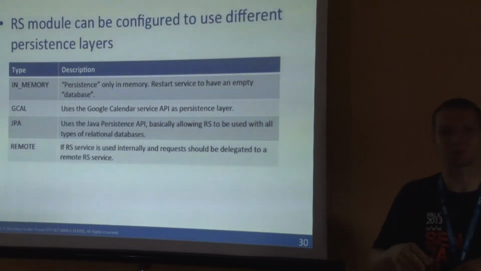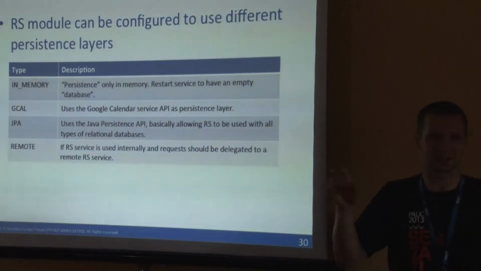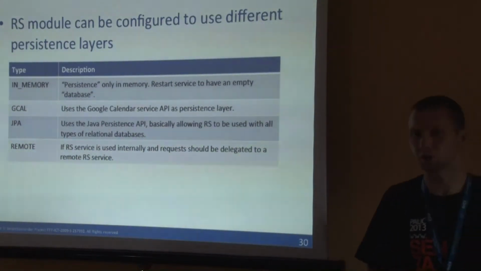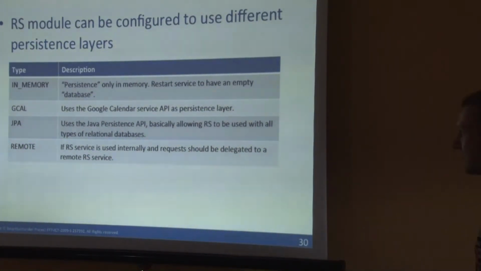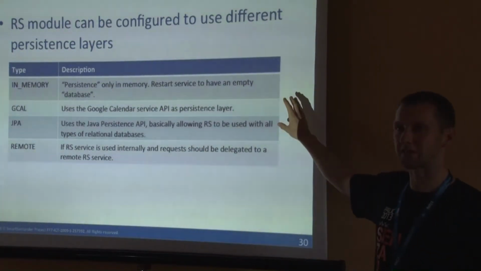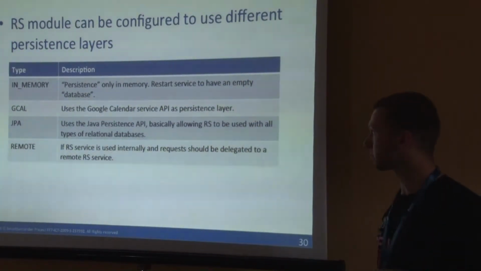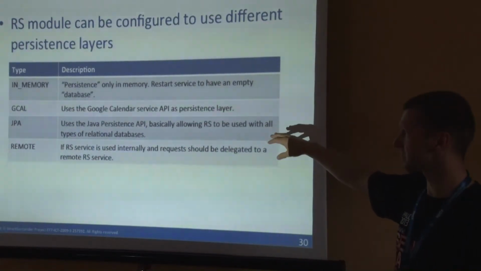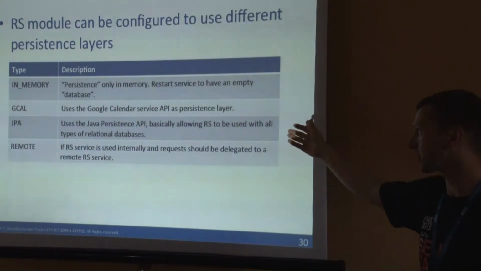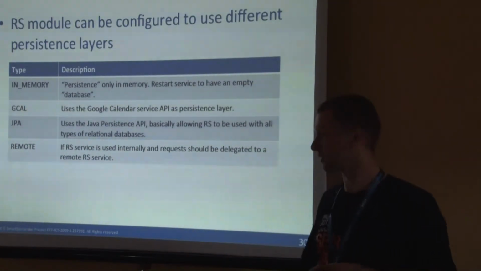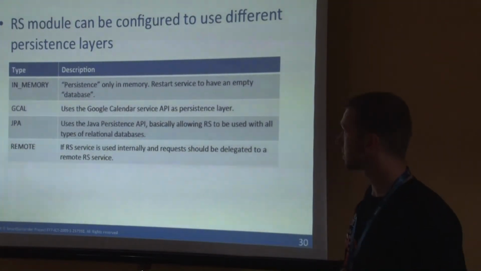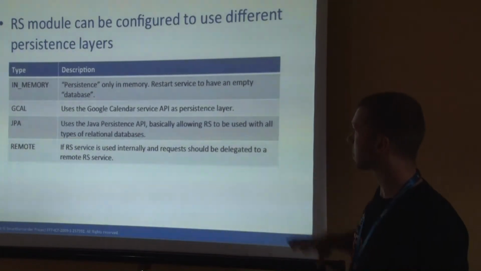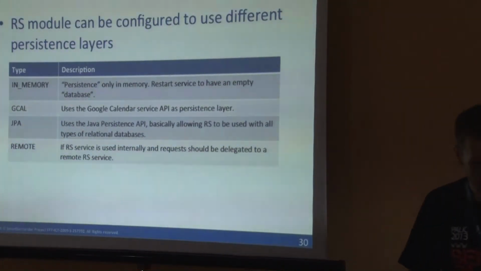So you can always go to the Google Calendar and see all the reservations of the nodes if you have access to the Google Calendar. So this is like the persistence layer of the reservation system being put in Google Calendar. We have one that uses the Java Persistence API, basically allowing you to use it with all types of relational databases, and another special corner case.